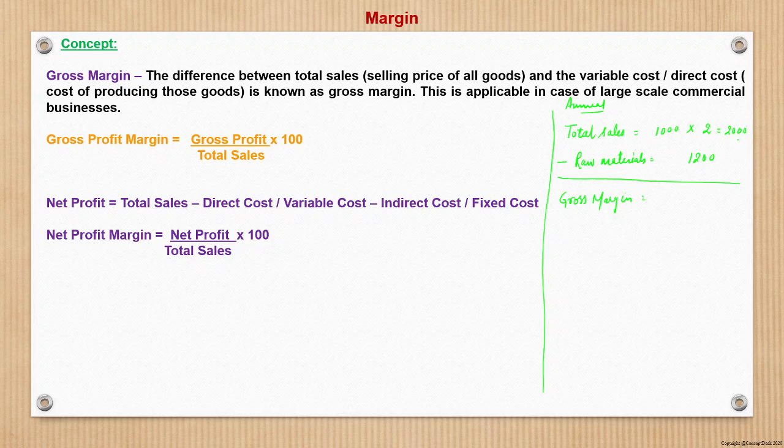Gross margin is nothing but 2000 minus 1200, which is 800. This is called gross margin, very important. Now again we will subtract certain other expenses, which are operational expenses. Like he would have paid salary or wages to the employee. Then there would be other fixed costs like office space rent, or some electricity bill.